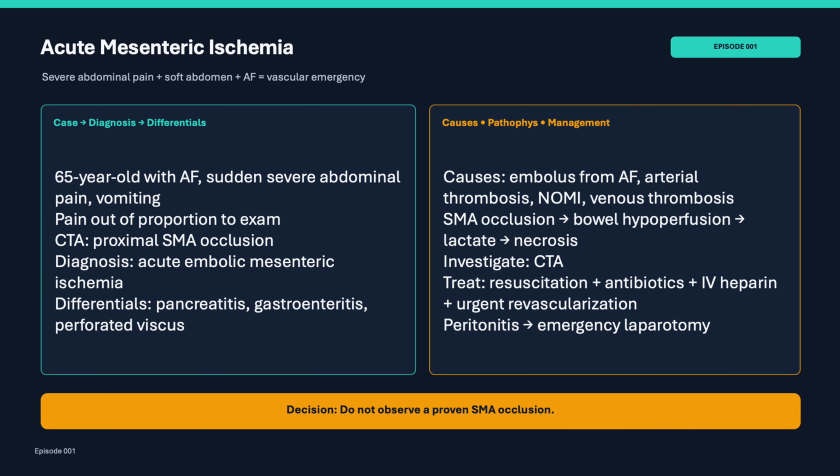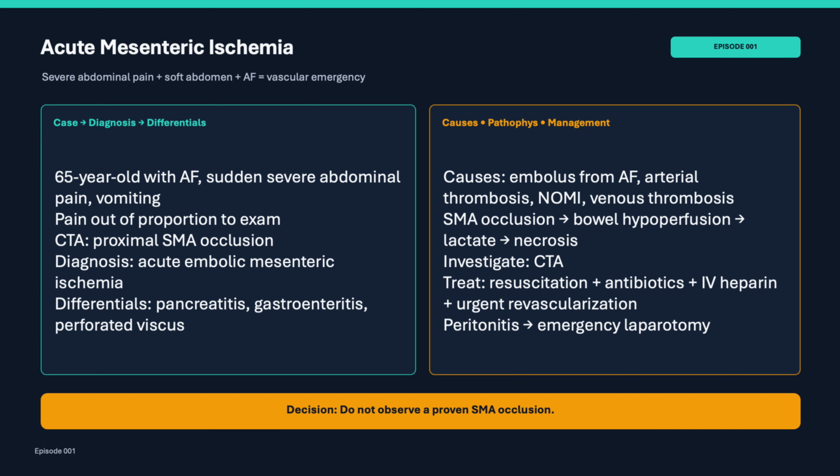Our first case was acute mesenteric ischemia. The patient was a 65-year-old with atrial fibrillation who developed sudden severe abdominal pain and vomiting. The most important early clue was that the pain was much more severe than the initial abdominal examination. This is the classic idea of pain out of proportion to examination.